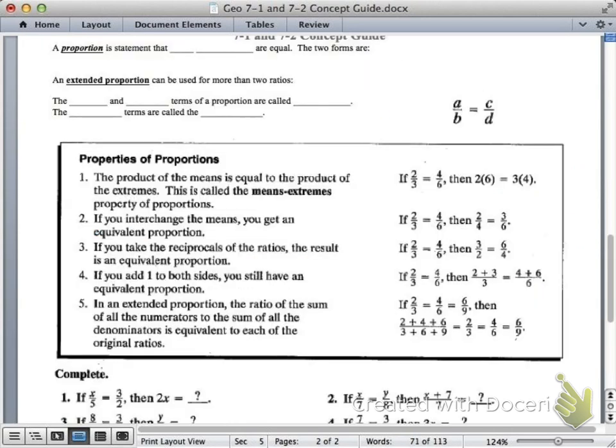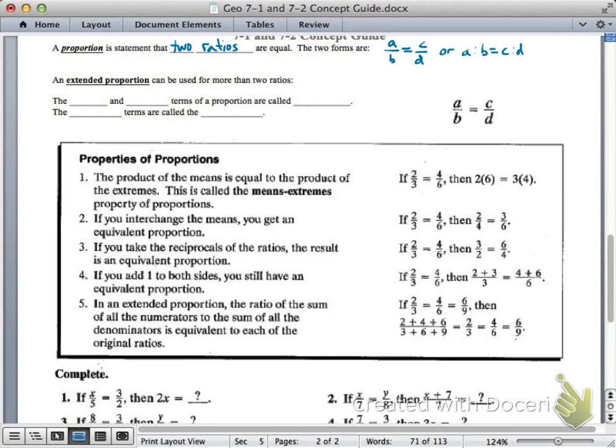Okay, on the back of the page, we're going to talk about a proportion. A proportion is a statement that two ratios are equal. You'll usually see it in these two forms, either like A over B equals C over D, A to B equals C to D, or you'll see it written out as A to B equals C to D in this form. But they say the same thing.